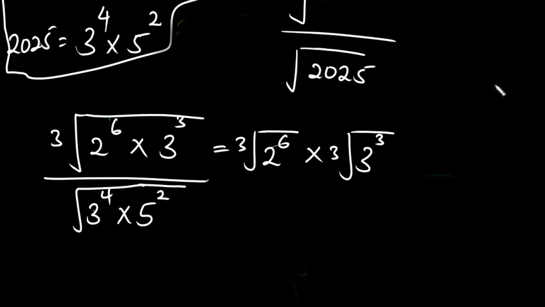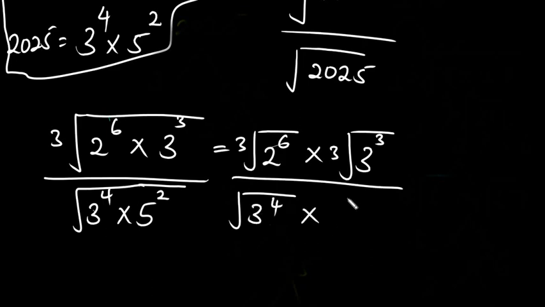I just wanted to demonstrate to you that we can also split it this way, and this will make our work easier. Now this we're going to divide by, we can also split the denominator, and it's going to be the square root of 3 raised to 4 multiplied by the square root of 5 raised to 2.